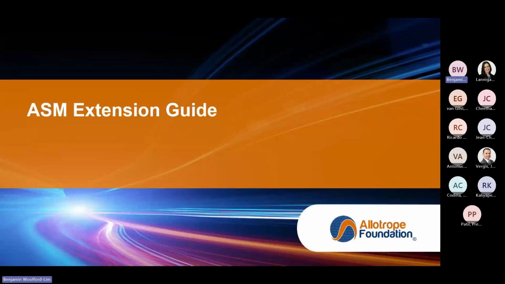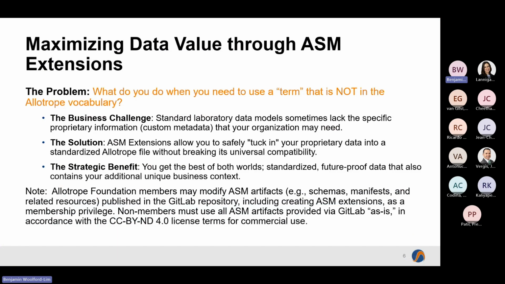So a little bit on the extension guide. To Wolfgang's point, if there are terms that aren't in the existing models, either because they're specific, or they just weren't part of the original use case, what do you do? Standard lab models lack some of this stuff for various reasons. It might be that it just wasn't part of the use case that Allotrope built, or it might be that we determined that it wasn't suitable at that point in time.